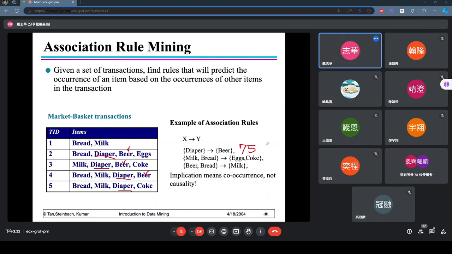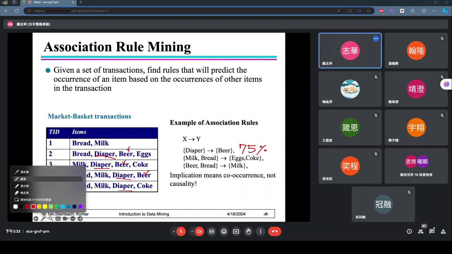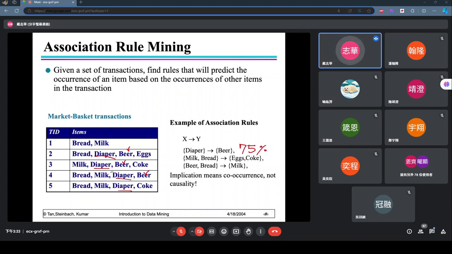Confidence. So we could recognize it as a high. Next, milk and bread. When milk and bread are taken together, we could see what? Egg and Coke.